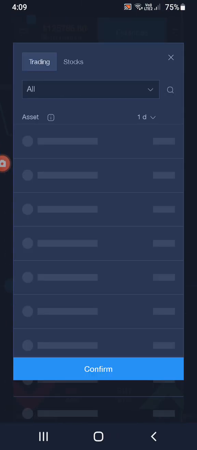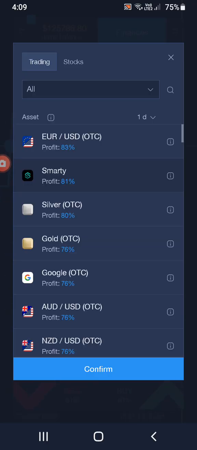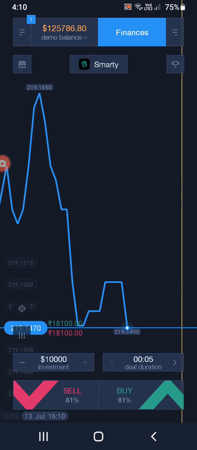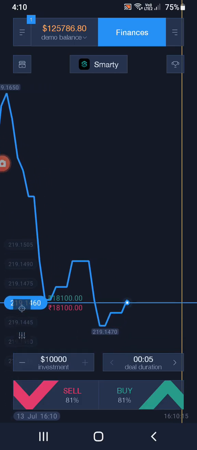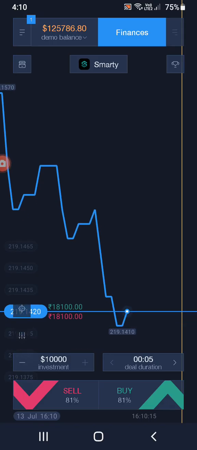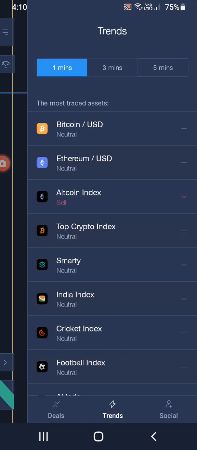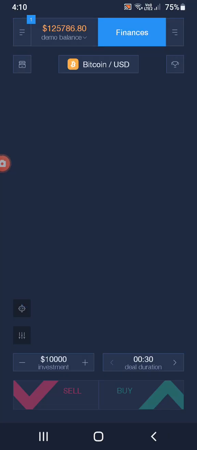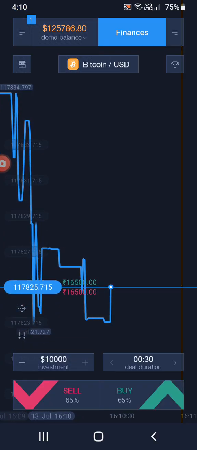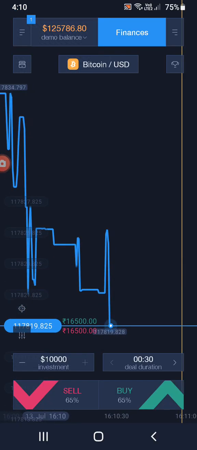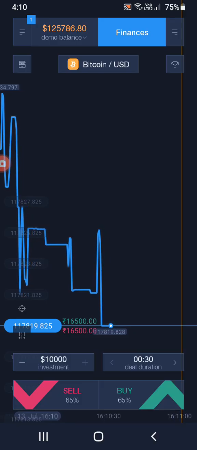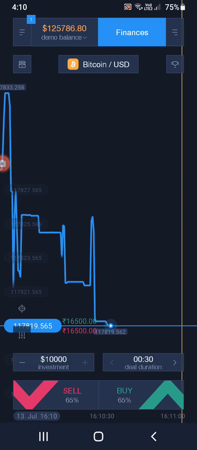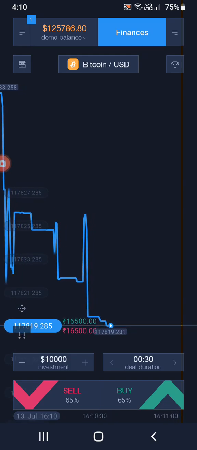And why I chose Smarty is because Smarty has a good profit rate, and also this method is working well for me in Smarty. And Smarty shows the graph in a very easy way to understand. Let's compare and see the other currencies and how they work. Let's hit Bitcoin and go to asset, and it's almost the same, but the indication of upward and downward trend is a bit fickle. And here you see 16,500, which is a lesser amount compared to Smarty.